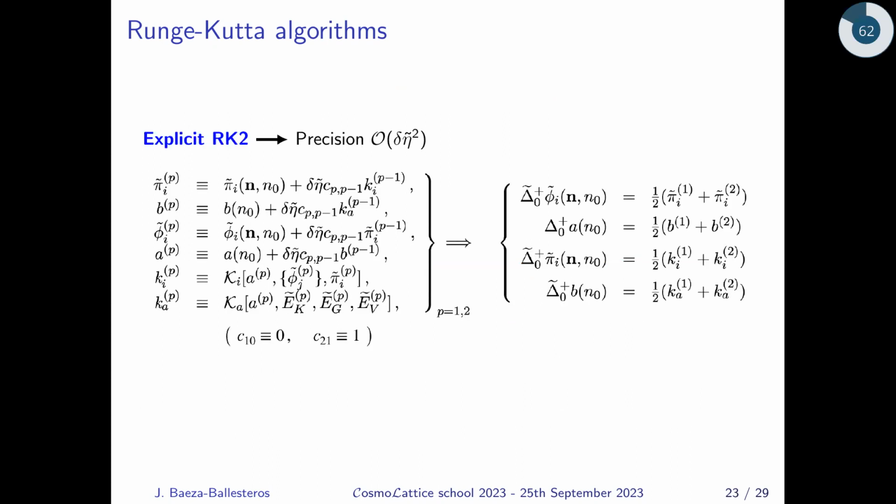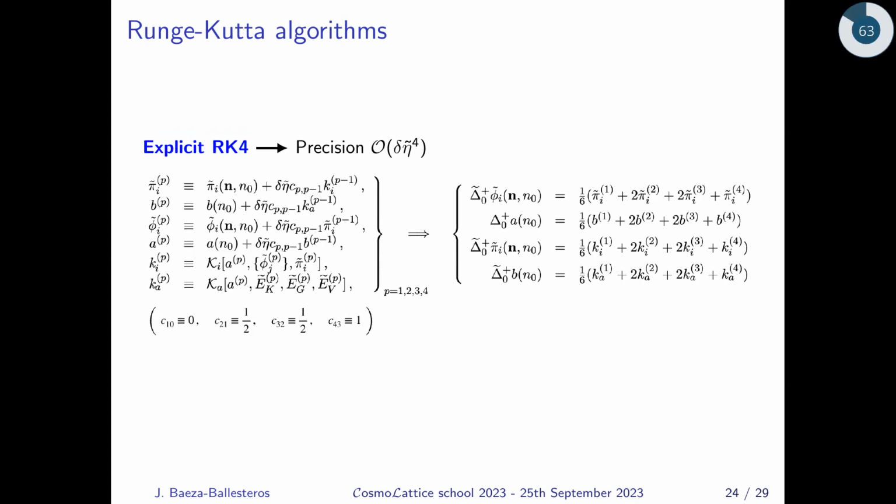So let me briefly show you a couple of examples of these Runge-Kutta algorithms. This is the order 2 algorithm. It has the same precision as the leapfrog and the velocity Verlet algorithms, but the way in which it works is that you start with some initial conditions, and then you compute some prediction, which is the p = 1, and you use this first prediction to compute the second prediction, the p = 2, and then you combine both of them to get the final result.